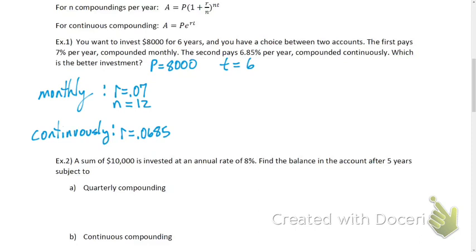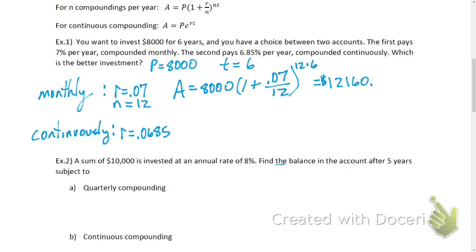And we're going to plug into those two formulas up there at the top of the screen. So we will go, let's say A equals 8,000, 1 plus the rate divided by number of times a year raised to number of times a year times number of years. And we'll type that in. When you type it in, you should get 12,160 and 84. I'll show that in just a second.